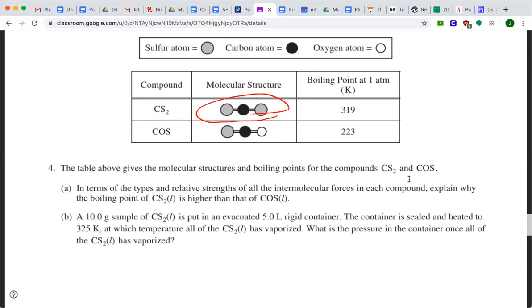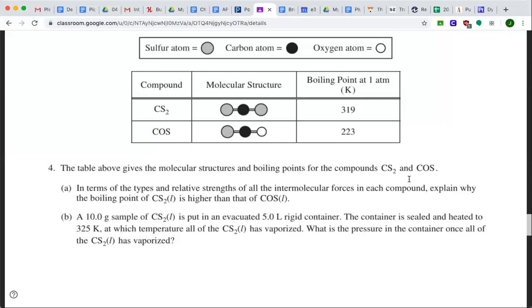So you're going to have higher van der Waals attractions among CS2 molecules than you will have among COS molecules. Okay, and so that's what's going on. You've got larger atoms for sulfur than you have for oxygen. That's what changes. So you're going to have greater van der Waals interactions among the CS2 molecules.